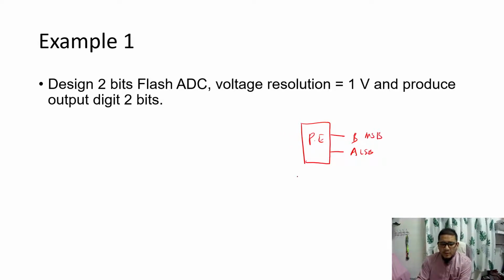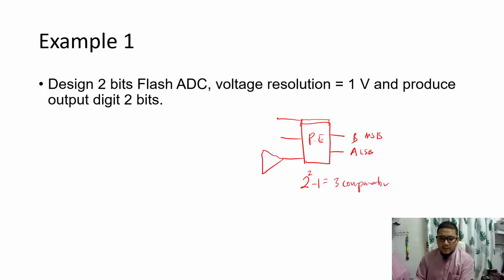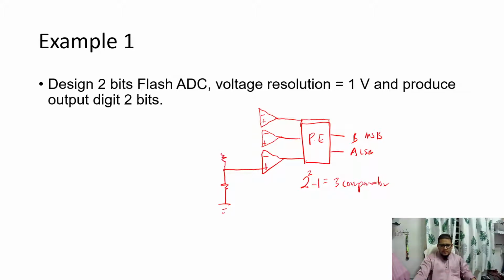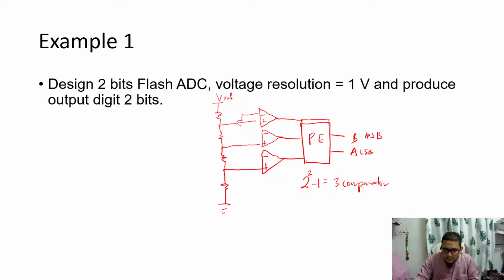Now, since our output is 2 bits, it means 2 power of 2 minus 1, so we get 3 comparators. So we have comparators 1, 2 and 3. We make 3 comparators here, each with minus and plus inputs. Then we make our resistors. Here we have a resistor going to ground, then a resistor here, then another resistor, and the last resistor goes to Vref. And this is our Vin, or VA, the input voltage. So it will compare here.